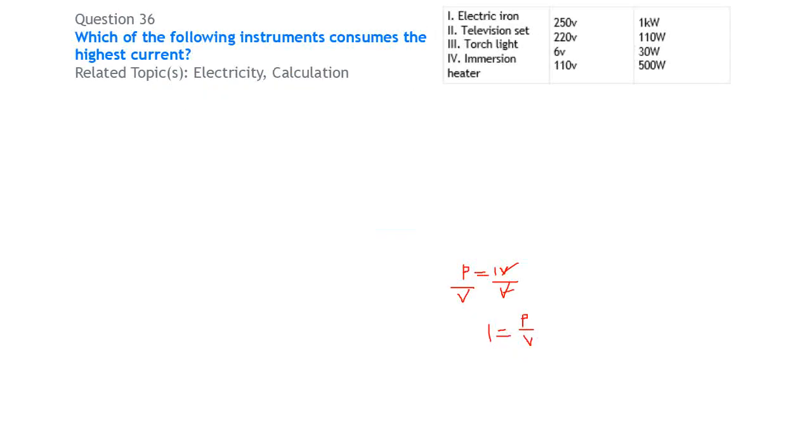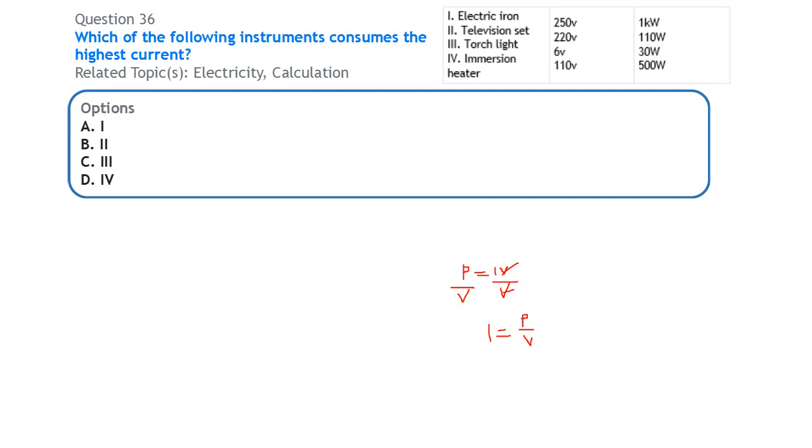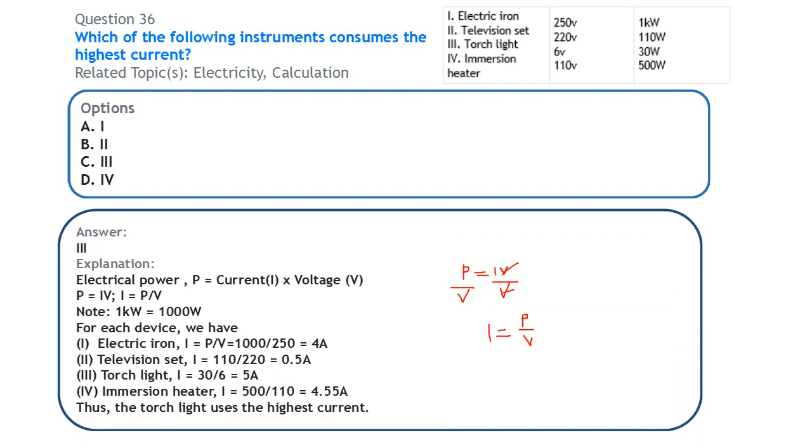Is equal to 6. Next, on electricity, the question is which of the following instruments consumes the highest current? So what we need to do here basically is for these instruments here, we need to calculate for each of them the current that is consumed. Now what we have here is the voltage rating, and here is the power rating. Now electrical power is equal to current times voltage, that is P is equal to IV.